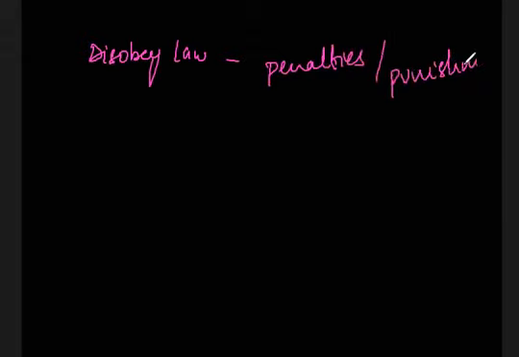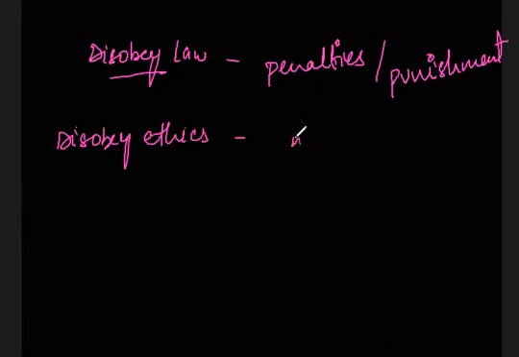Now if you disobey the law, you are liable for penalties or even punishment. That is, if you are disobeying the law, then you have to pay penalties, or you might even have to go for some punishments. Whereas if you disobey ethics, there are no penalties.